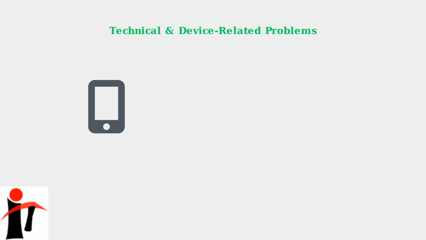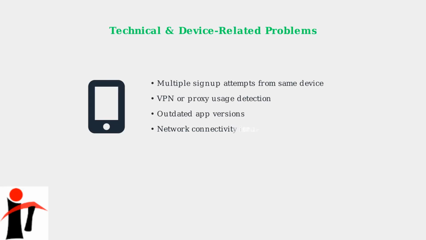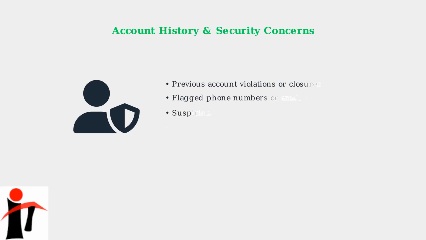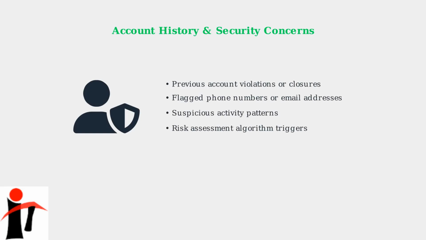Third, technical and device-related factors can cause problems. Multiple sign-up attempts from the same device, VPN usage, or outdated app versions can trigger security flags. Fourth, account history and security concerns can block new sign-ups. Previous account violations, flagged phone numbers, or suspicious activity patterns can prevent account creation.